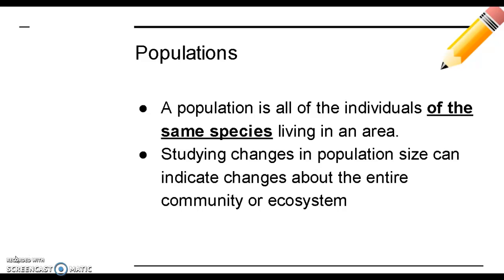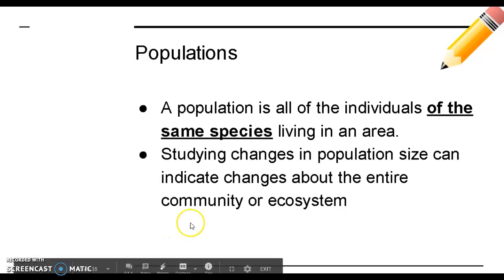For today and starting next week, we're going to focus on populations. A population focuses on one specific type of species. So maybe we are interested in the population of robins or deer or sunflowers. Population focuses on just one species in a particular area.